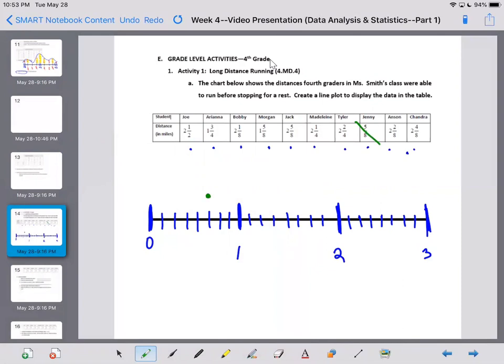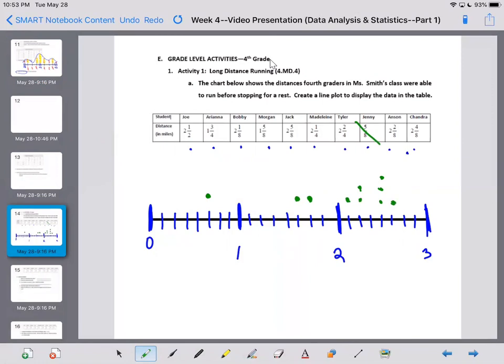And then we see we've got 1 and 5/8, and then 1 and 3/4, or 6/8. And then we've got 2 and 1/8, and then 2 and 2/8, which is 1/4. So 2 and 1/4. And then we've got 3 at 2 1/2. And then we've got 2 and 5/8. And that should be it.